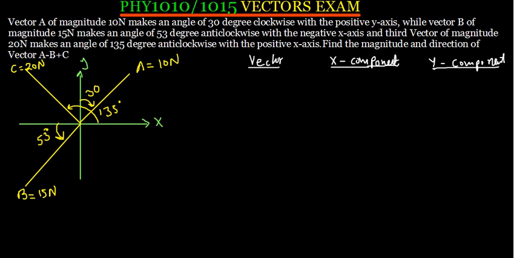Now let me ask this. Let's say we have a vector Z. How do you find the x component of Z? And how do you find the y component of Z? Can someone give me the formula? Zx is going to be given by what?